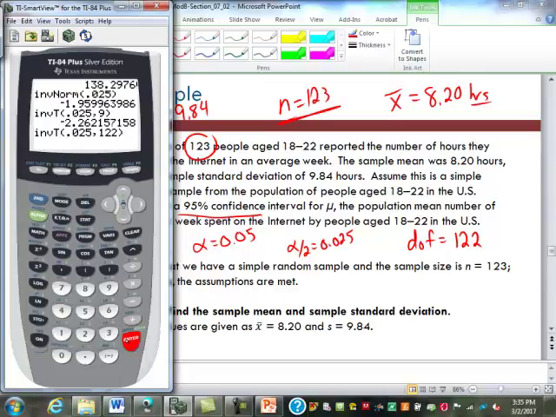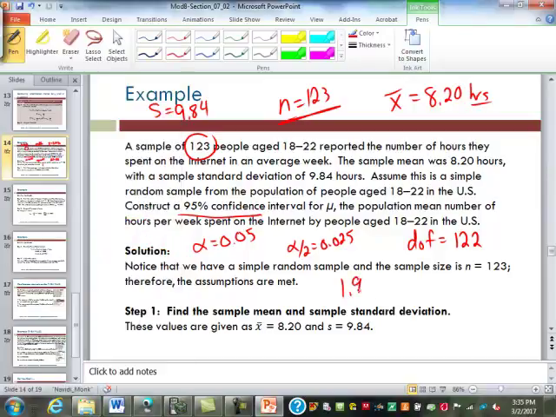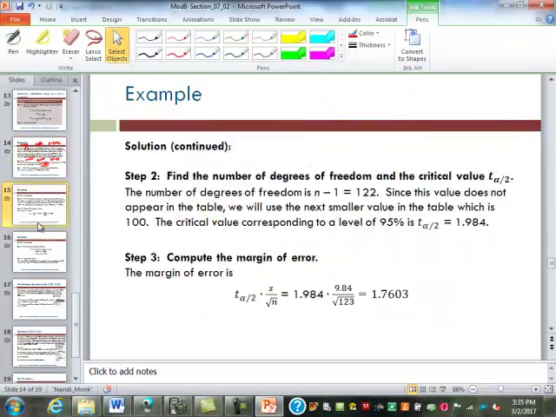Now I get negative 1.979, so it'll be 1.980 as my critical value from the calculator. Now if they're using the tables, they might have to round for degrees of freedom, because that 122 most likely will not be on our table. So their critical value, they got 1.94 because, let's see, yeah, they had to go down to 100 degrees of freedom because 122 wasn't on it. Their table skips from 100 to 150, I believe. So they had to round down to 100.